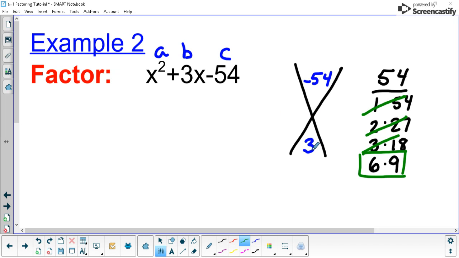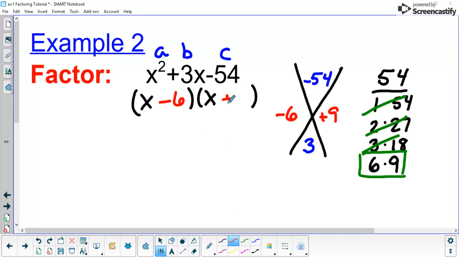In order to get a 3, we would have to do a negative 6 and a positive 9. So negative 6 and positive 9 are going to be our numbers that we use to factor. In red, negative 6, positive 9. So let's go ahead and write our parentheses again. Inside the parentheses, we'll have x, and we'll put negative 6 and positive 9.